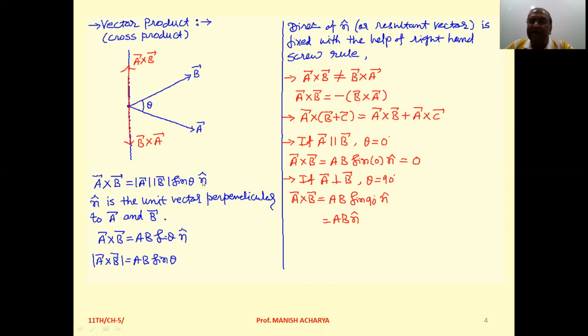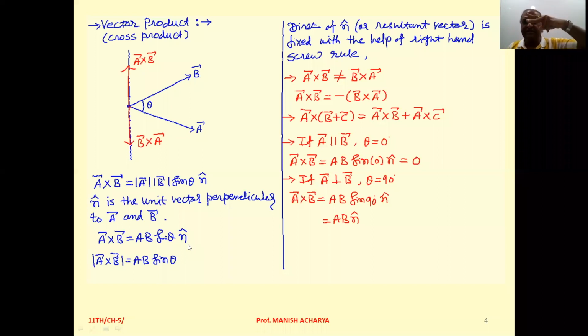And if we take the magnitude of that vector quantity, then magnitude of A cross B is AB sine theta, because the magnitude of n caret is 1. So simply we can write vector A cross vector B is AB sine theta n caret. But now here is one more important thing. If we think about n caret, which is the unit vector perpendicular to both vectors A and B, then perpendicular to the plane of vectors A and B, there are two directions.